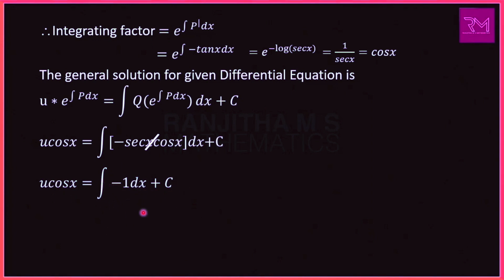We know that integration of minus 1 is minus x. Therefore, we get u into cos x, which is equal to minus x plus c. Next step, substitute u value as 1 by y, we get 1 by y into cos x as it is. If we take this minus x to the left hand side, that becomes plus x, which is equal to c. This is the solution for the given differential equation. This completes the problem.